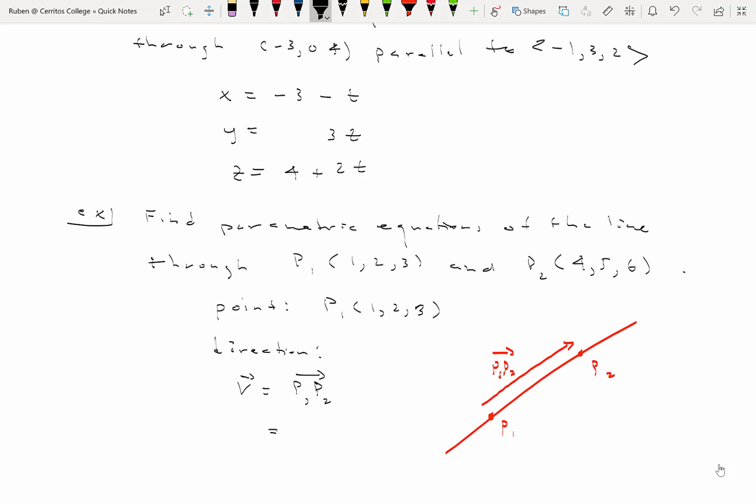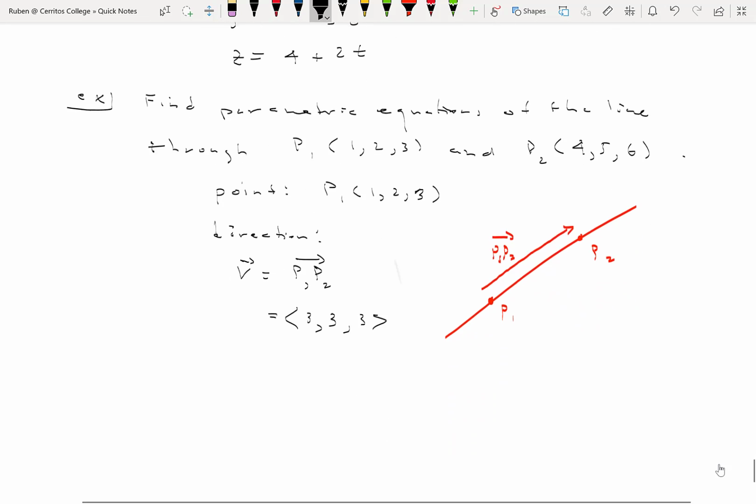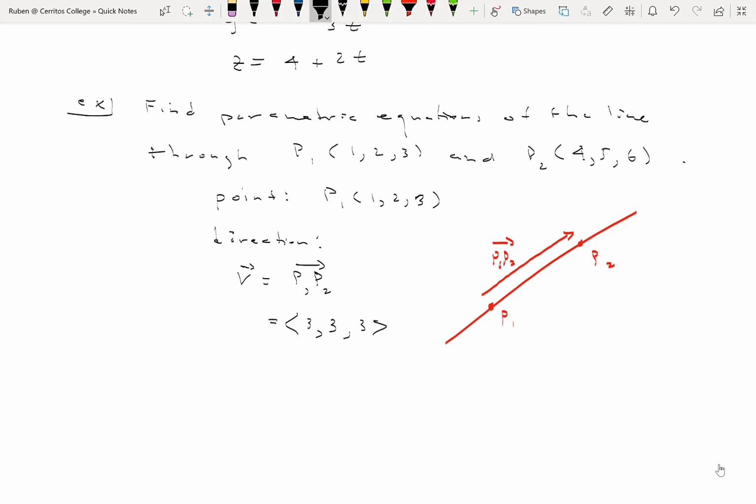And the displacement vectors are super easy to find. To find the components, you simply take the components of P2 and subtract the components of P1 in order. So 4 minus 1 is 3, 5 take away 2 is also 3, and 6 take away 3 is also 3. Not real original. Okay, so the solution is x equals 1 plus 3t, y equals 2 plus 3t, and z equals 3 plus 3t.